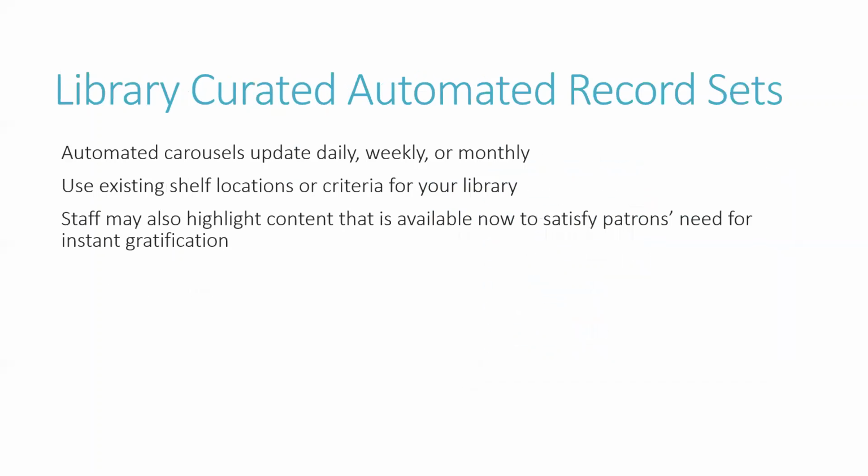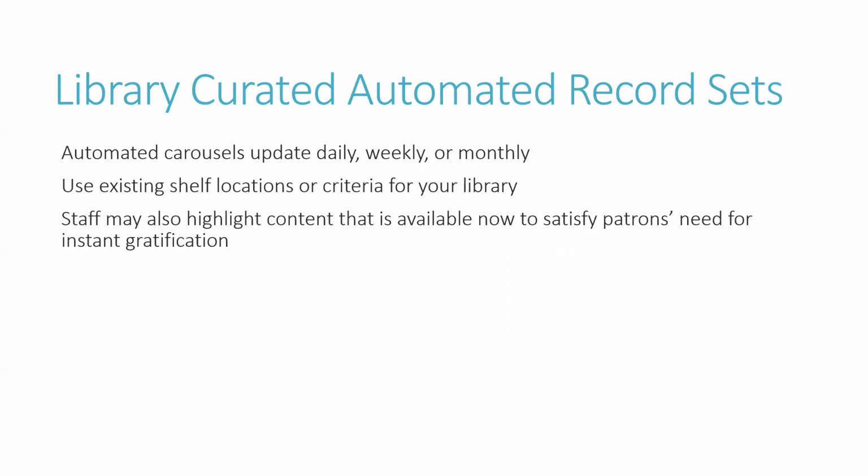Okay, probably the most exciting thing you can do with these automated record sets is create what we call library curated automated record sets. It's just a fancy way of saying your library creates an automated record set working with CCS. If you're feeling ambitious, the automated carousels that are fueled by record sets update on a daily, weekly, or monthly basis to feature new materials. The record sets use existing shelf location or criteria specified from your library. Staff may also choose to highlight content that is available now.